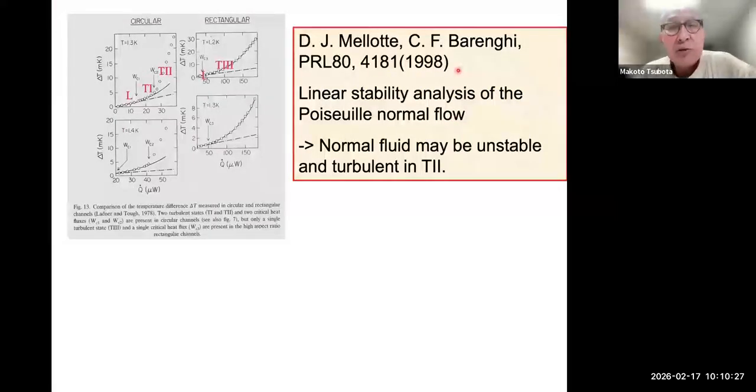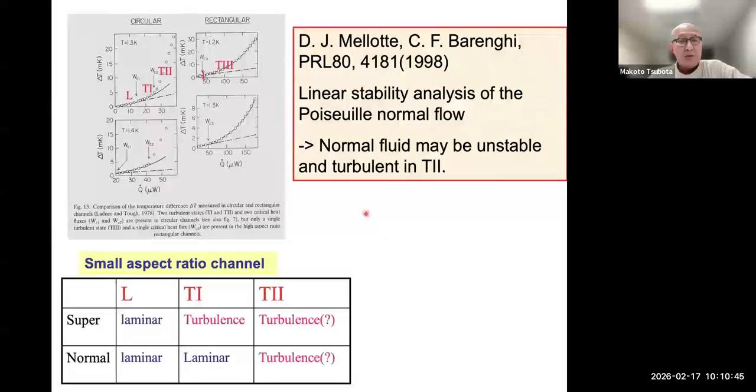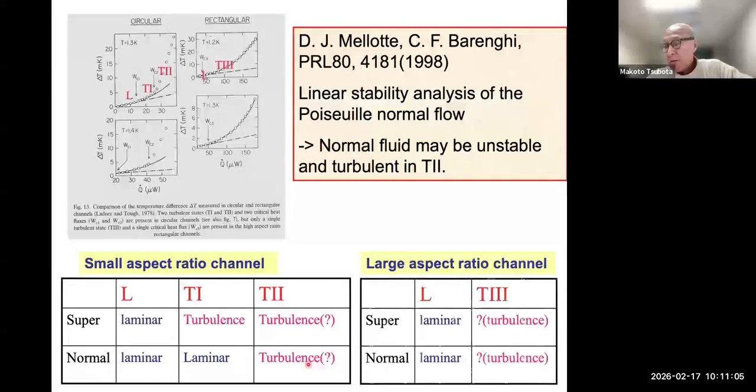Long ago, Melotte and Barenghi performed a nice linear stability analysis of the Poiseuille normal flow, and they found that the normal fluid may be unstable and turbulent in the T2 state. This is the current understanding. In small aspect ratio channels, in the T1 state, only the superfluid component becomes turbulent, but the normal fluid remains laminar. In the T2 state, both fluids may be turbulent. This is also the case in the T3 state.